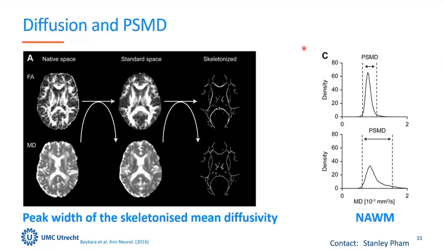And this is a whole brain marker, as in we can compute this distribution for all the voxels in the brain. And it was found that CADASIL patients, or small vessel disease patients, had a higher PSMD when compared to healthy controls. So this was also something that we took as an outcome marker for white matter damage, and we did this at baseline and follow-up as well.